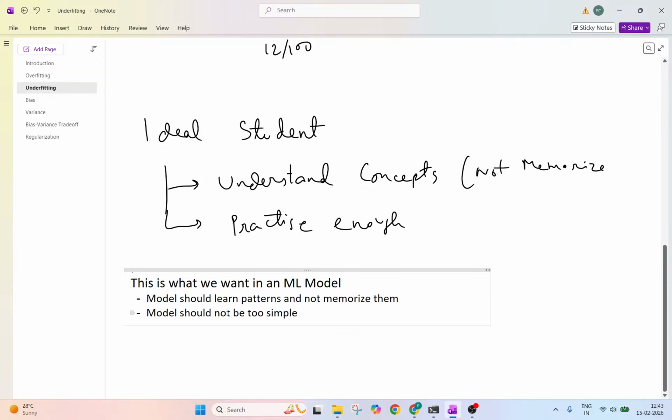So I hope these two points are very, very clear. The first point, the model should learn patterns and not memorize them. That is, it should not be the dumb student. And the model should not be too simple. That is, it should not be too lazy. It should also work hard, practice enough, right? So this was the concept that you should know about overfitting and underfitting.